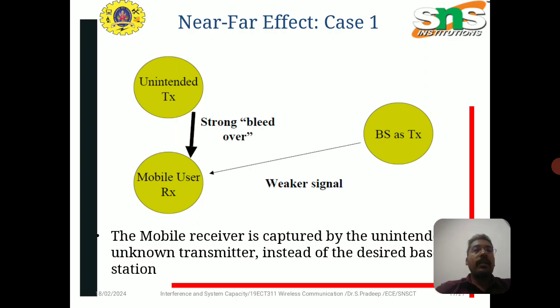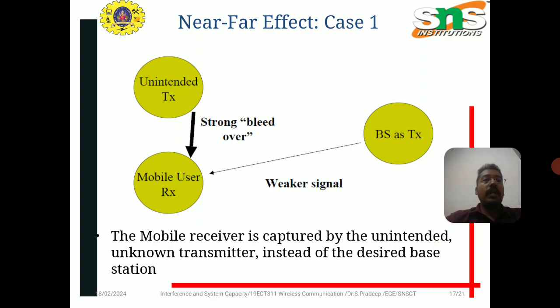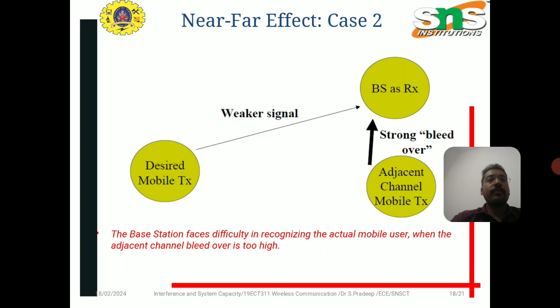The near-far effect for case 1 is shown in this figure. The mobile receiver is captured by the unintended, unknown transmitter instead of the desired base station. In case 2, the base station faces difficulty in recognizing the actual mobile user when the adjacent channel bleed over is too high.